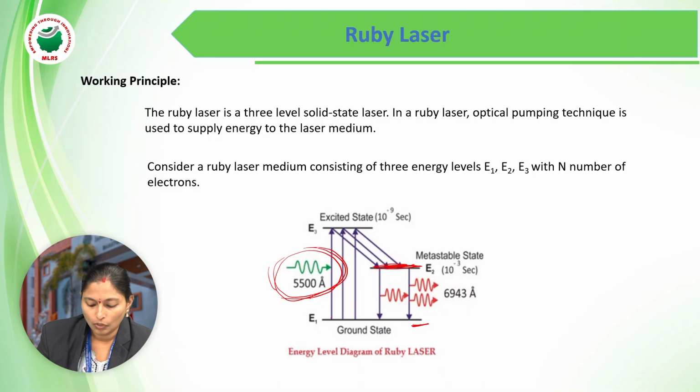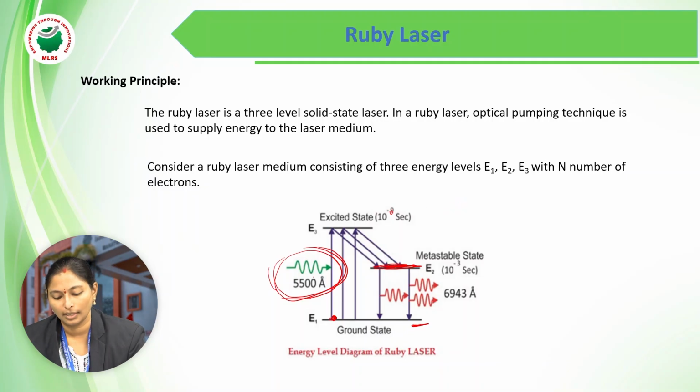This is going to be incident on the atoms in the ground state, and the atoms absorb this energy and start to move from the ground level to the excited level. Now the atoms are in the excited level. In the excited level, they will stay for 10 power minus 8 seconds. Then after this 10 power minus 8 seconds, the atoms come to the metastable state.